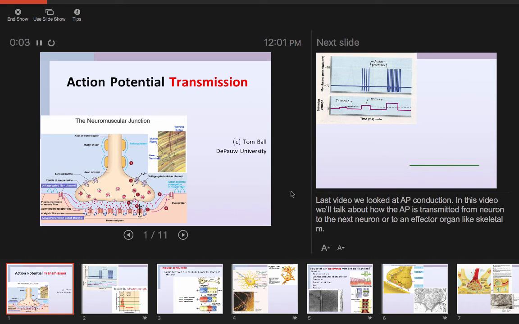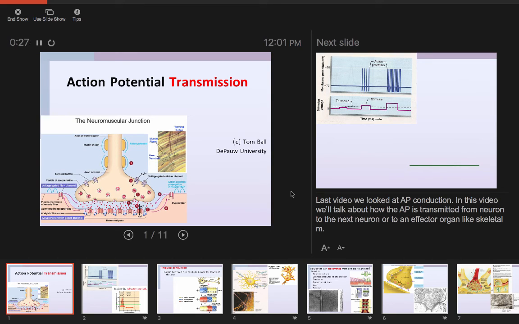In the previous video, we looked at how an action potential can be conducted from the trigger zone near the beginning of the axon down to the synaptic knobs. In this video, we're going to look at how the action potential is actually transmitted from one cell to the next cell. That could be from one neuron to another neuron, or it could be from a neuron to an effector organ, such as a skeletal muscle fiber.